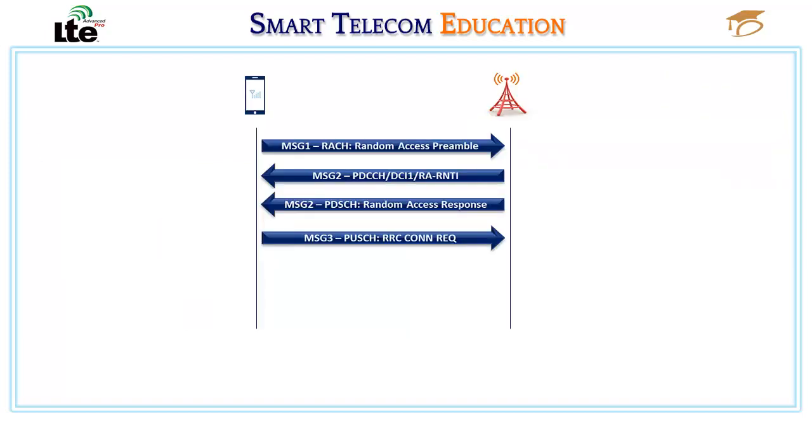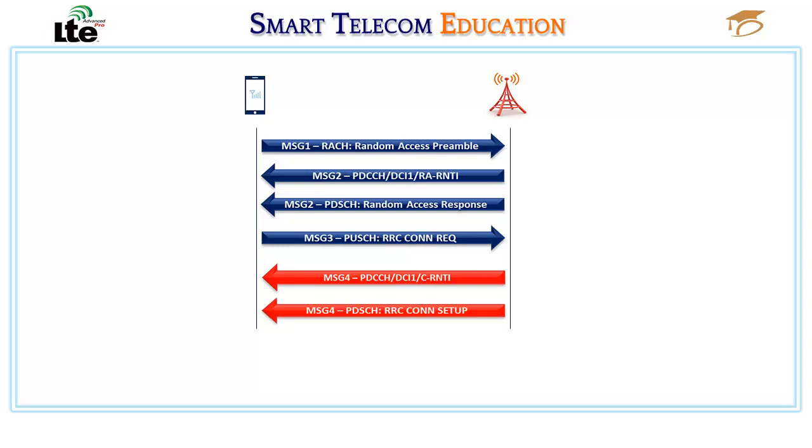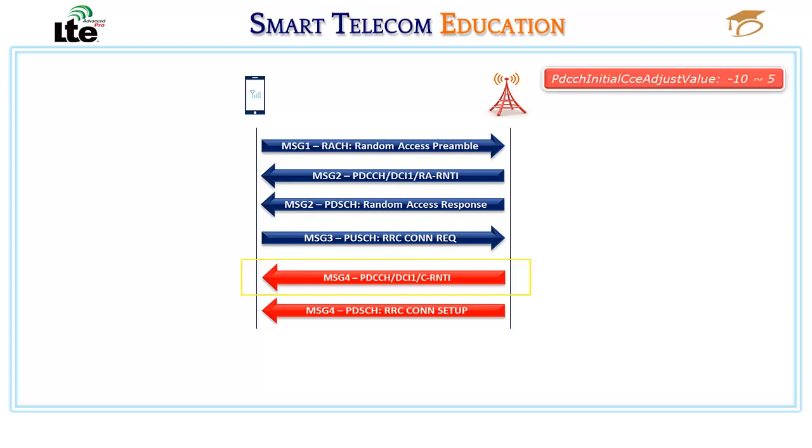Once the RRC connection request message is transmitted successfully, the UE monitors the PDCCH to locate where the message for it will be scheduled. The PDCCH aggregation level for SRBs can be adjusted by the PDCCH initial CCE adjust value under the cell PDCCH algo parameter.